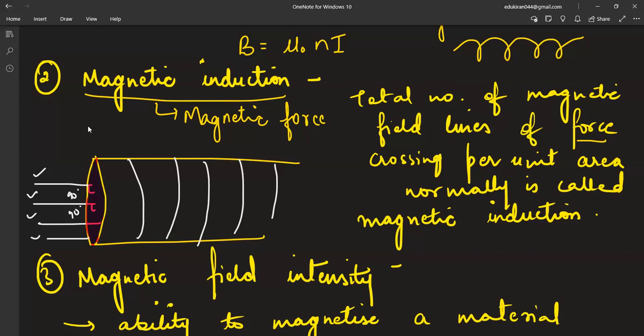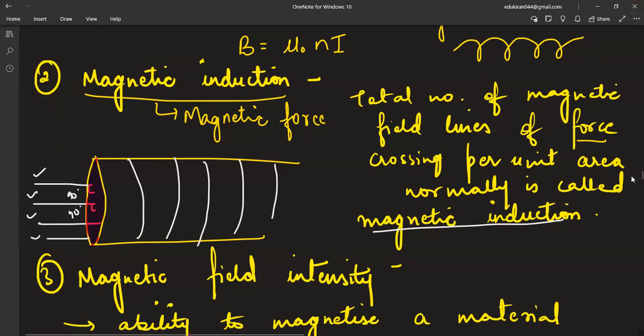So we had electric field lines, no? How to represent, the pictorial representation of electric field lines. Similarly, we have magnetic field lines also. So those crossing per unit area, making an angle of 90 degrees, are called magnetic induction.